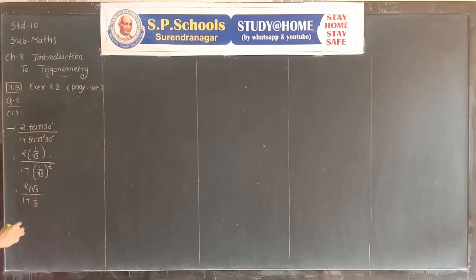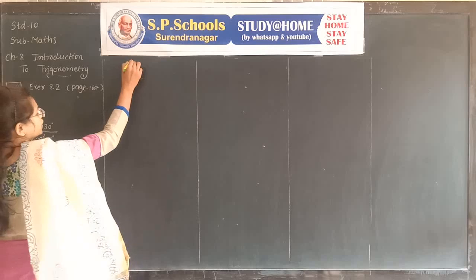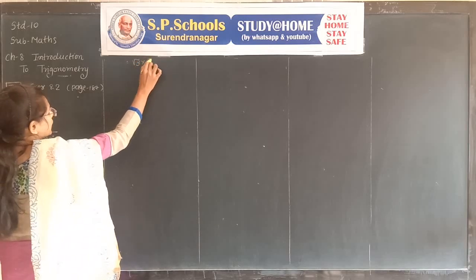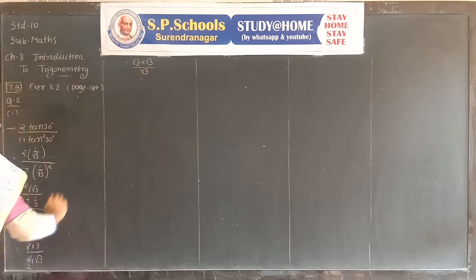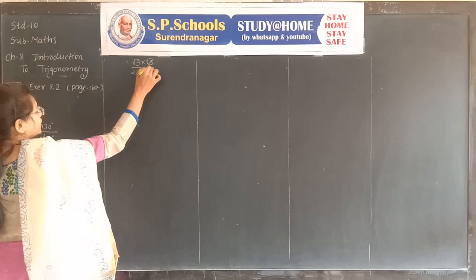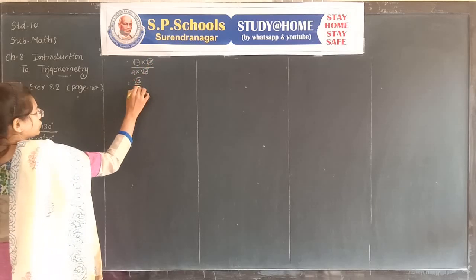3. Solve the denominator by taking LCM. 2 upon root 3 as it is, upon 3 plus 1 upon 3. Now 3 goes to the numerator and root 3 comes to the denominator's numerator. 2 into 3 upon 4 into root 3. 2 2s are 4. Now 3 splits as root 3 into root 3. Root 3 multiply root 3 gives 3 upon root 3, and the 2 remains as it is. Now root 3 cuts and we get root 3 upon 2.